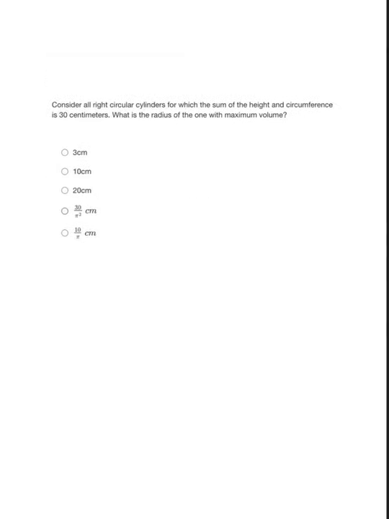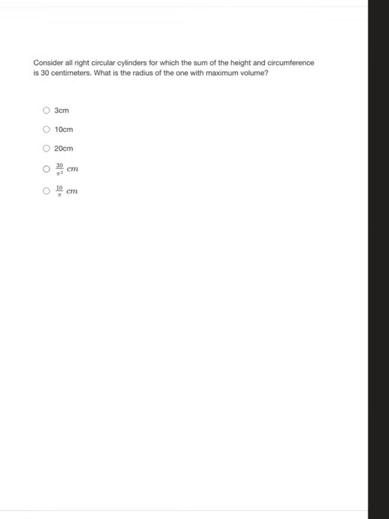Maybe this next one will be better. Maybe not. All right, so we have all right circular cylinders. What is the radius of the one with maximum volume? So again, an optimization problem. And what am I maximizing? What am I optimizing? The volume of a cylinder.